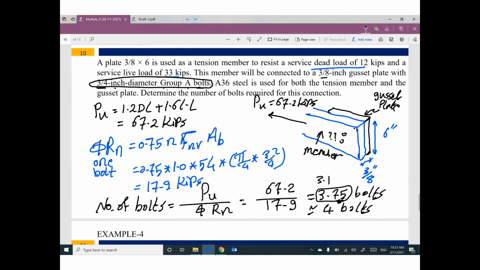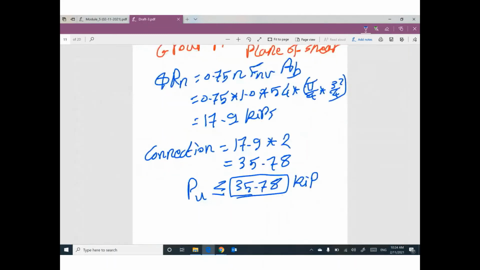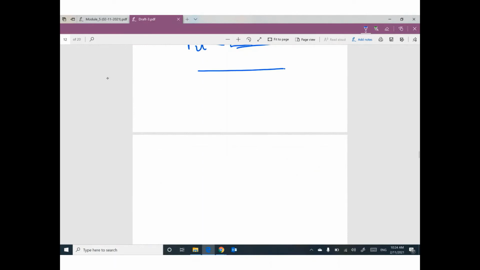We cannot get fracture of the bolts. So this number must be rounded to the next higher integer. So we need 4 bolts. We need to put 4 bolts. I believe I will put my bolts like this. If you would like to show me a good sketch, okay, here is the member. This width is 6. I will put the 4 bolts like this.